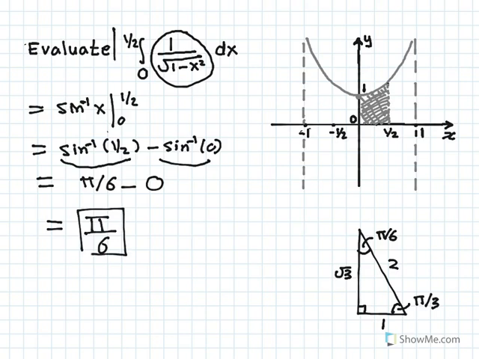Namely, the integral from 0 to 1/2 of 1 over root 1 minus x squared dx. It's also the shaded area that we have in this diagram: the area from 0 to 1/2 under the curve y equals 1 over root 1 minus x squared. All right, let's look at another example.